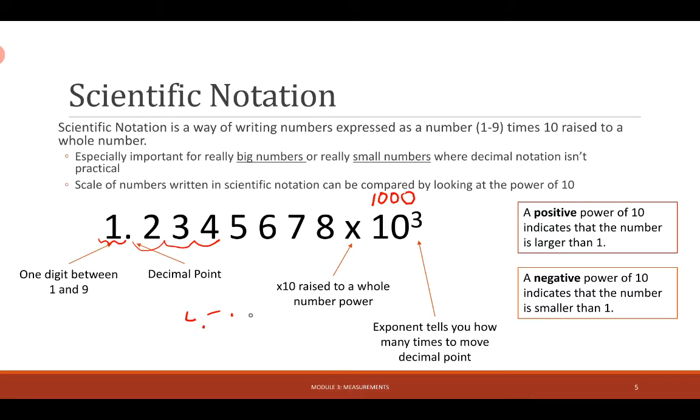A positive exponent tells us we need to multiply by a number, and our number will be larger than 1 in the end. If we're multiplying by a negative exponent, then that is the same as multiplying by 1 over 10 to whatever power it is. So if it was 10 to the minus 3, then we would multiply by 1 over 10 to the third, or 1/1000th. And that will make our number smaller than 1.